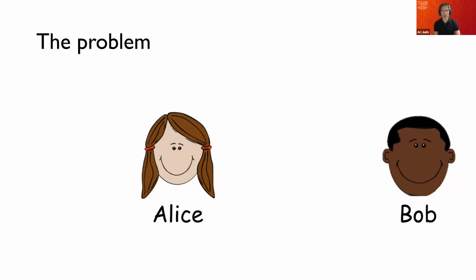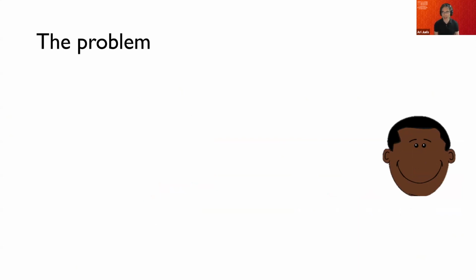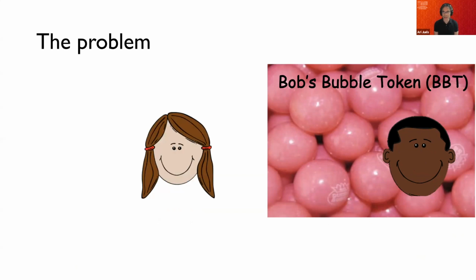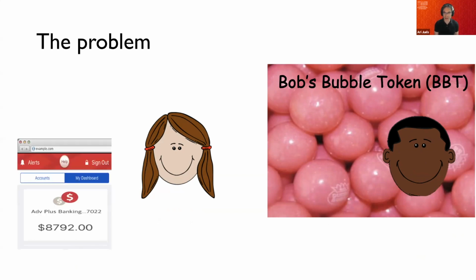Let's imagine we have our two canonical characters here, Alice and Bob. And Bob in particular has created a new token called Bob's Bubble Token that he would like to sell in an initial coin offering. Alice comes along and she'd like some Bob's Bubble Token. But Bob is a conscientious guy. He doesn't want just anyone buying his bubble token, and in particular, anyone who doesn't really have the financial means to participate in the ICO. So Bob requires that in order to participate, you need to have at least $5,000 in liquid assets.